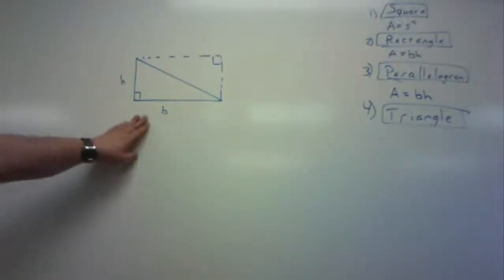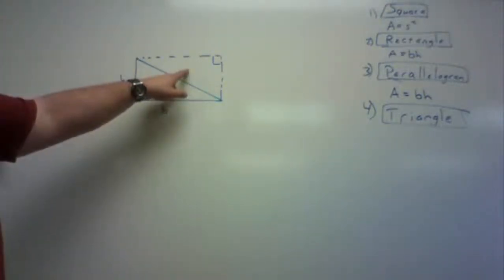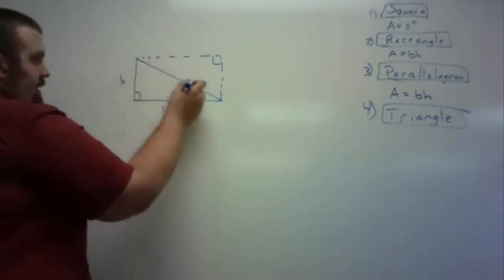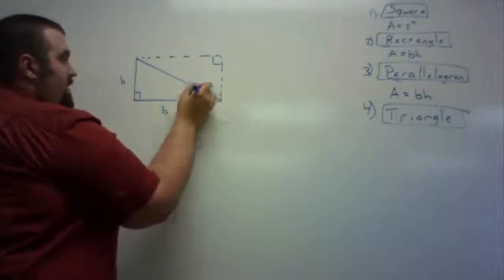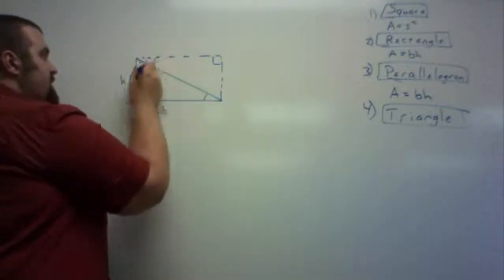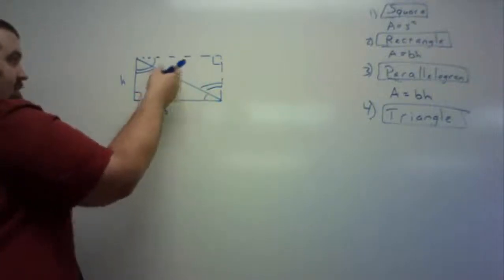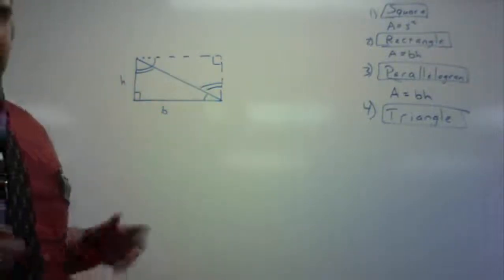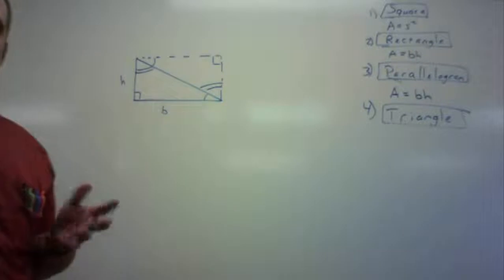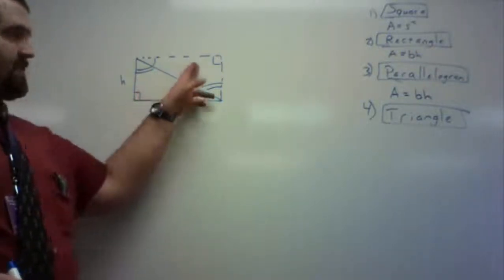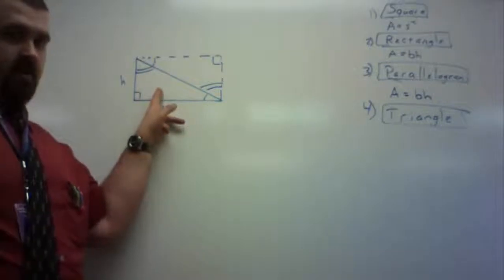Wait, so if base times height is the area of my rectangle, and this is a congruent triangle. This angle is congruent to this one. This angle is congruent to this angle. That angle is congruent to that angle, and I have a side matching up. There's no way I can do angle, side, angle, angle, angle, side to say that those two triangles are congruent. These two triangles have to have the same area.